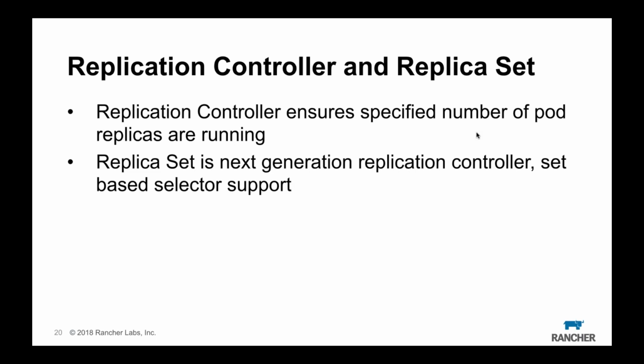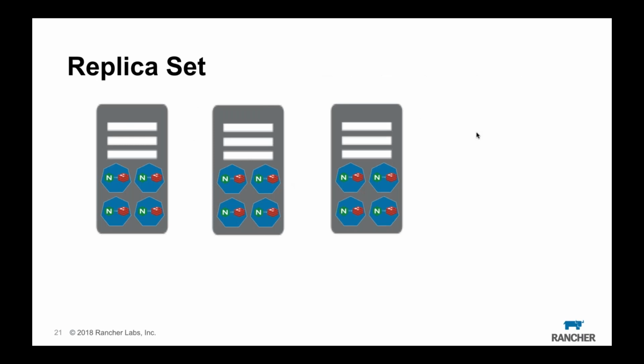Then there is a replica set, which is the next generation replication controller. But currently, the only difference between them is the selector-based support. I think a replica set supports a newer selector mechanism, whereas a replication controller has selectors based on equality. So this is what a replica set is.